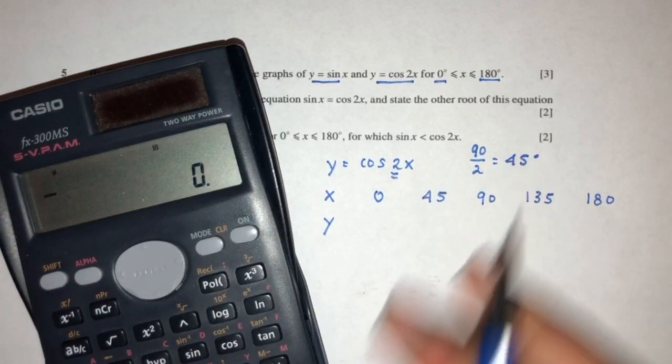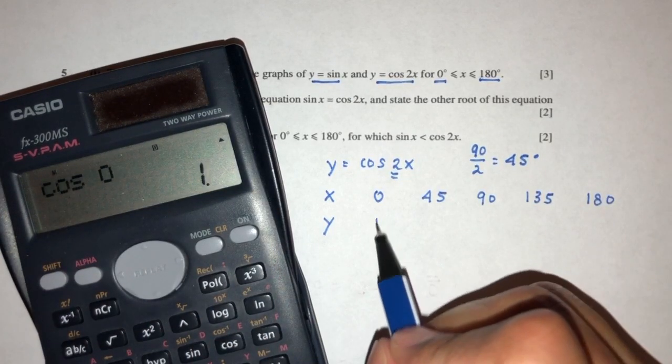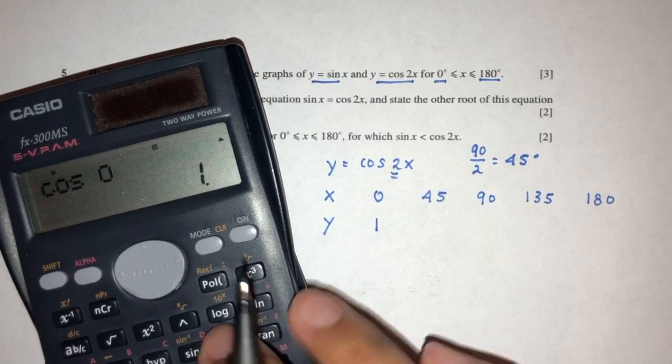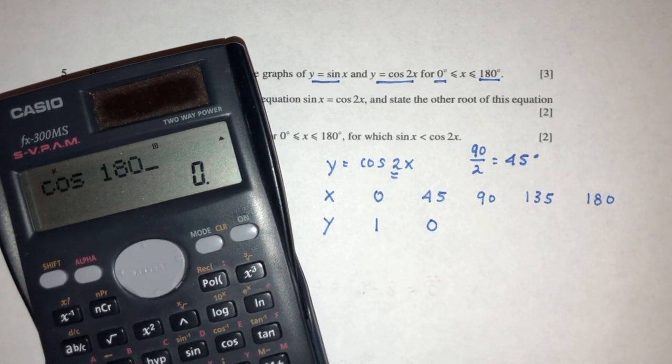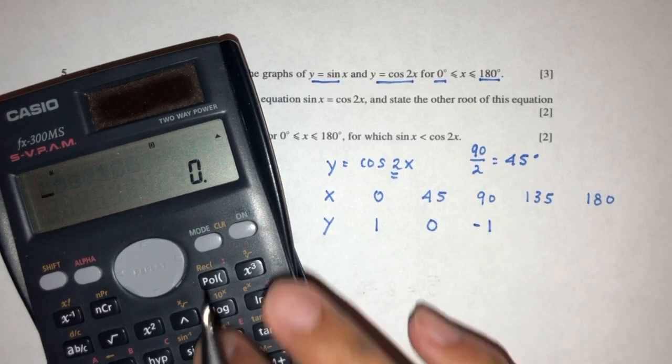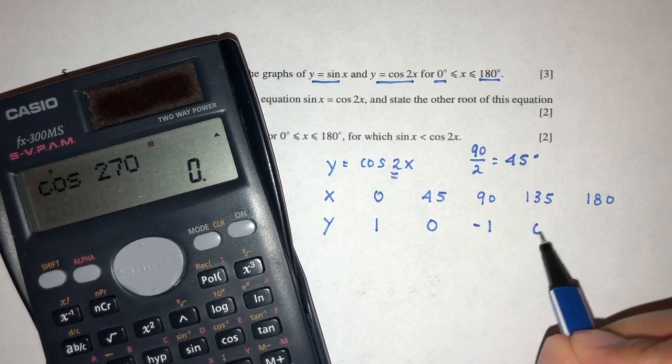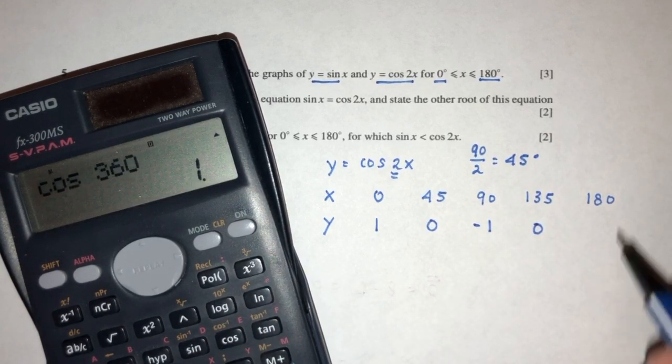So replace, you will have cos of 0, that will be 1. Cos of 2 times 45 will be cos of 90, that should be 0. Cos of 180, that should be minus 1. Cos of 270, that should be 0. And finally, cos of 360, that will be 1.